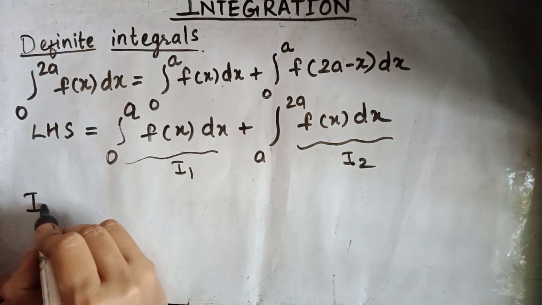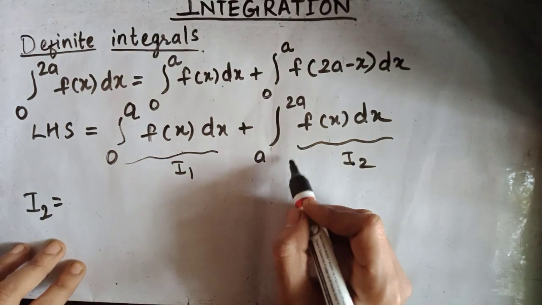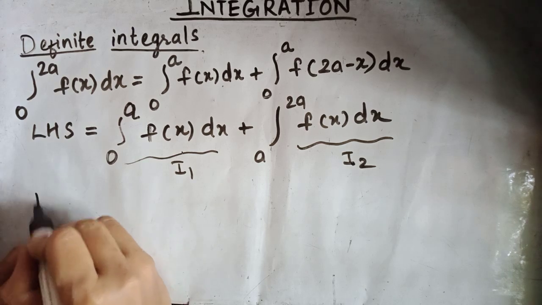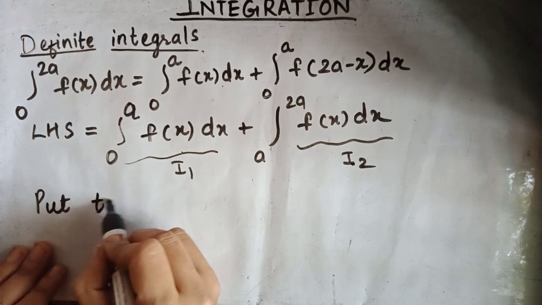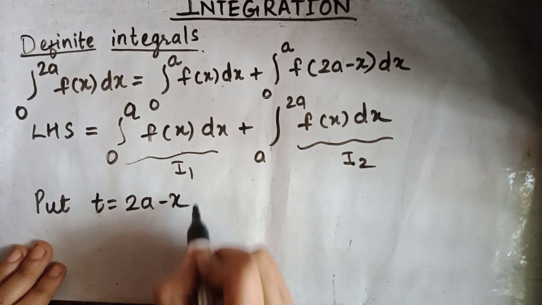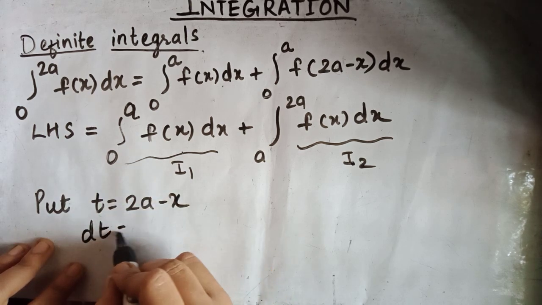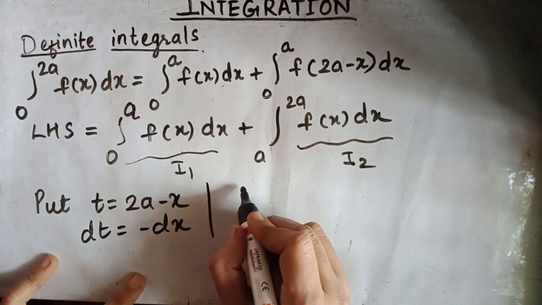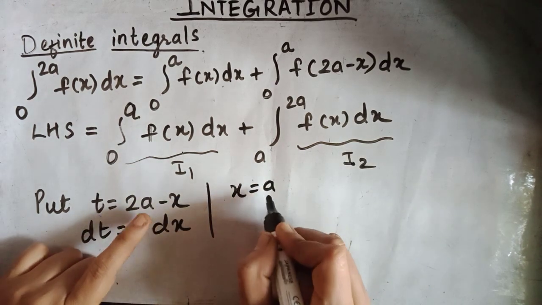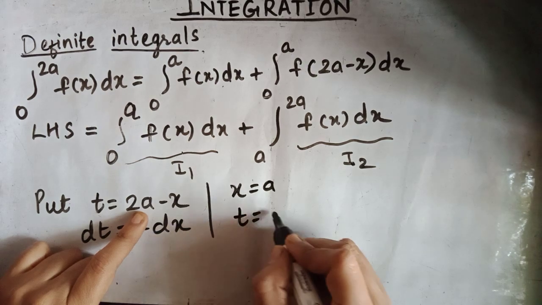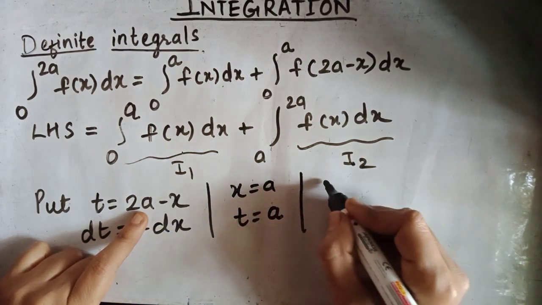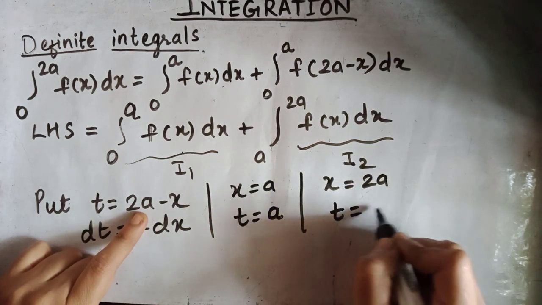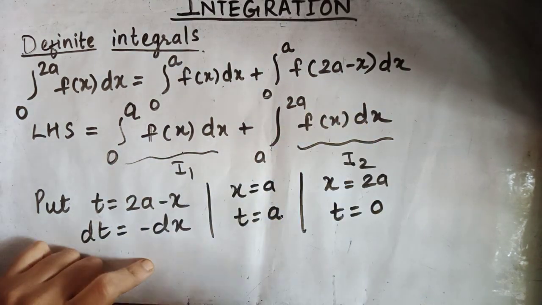So consider I2. So considering I2, we have to put t equal to 2a minus x. Okay, so your dt will be equal to minus dx. Now you have to change the limits also. So when x is equal to a, in this you will get t equal to a. Okay, when x is equal to 2a, in this you will get t equal to 0. So you have to change the limits here.